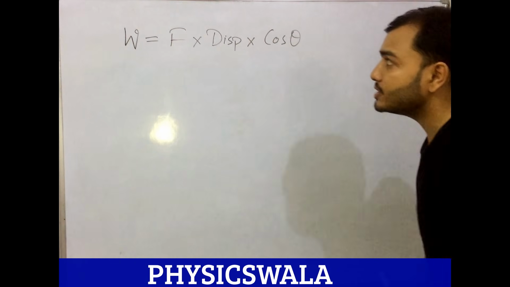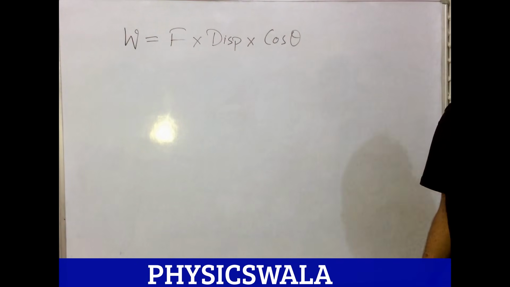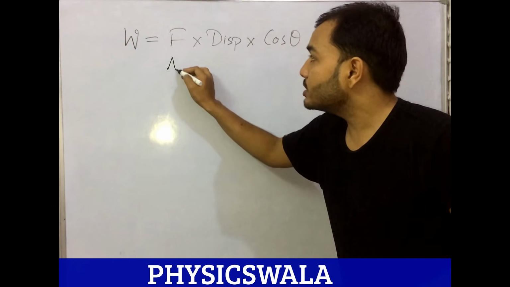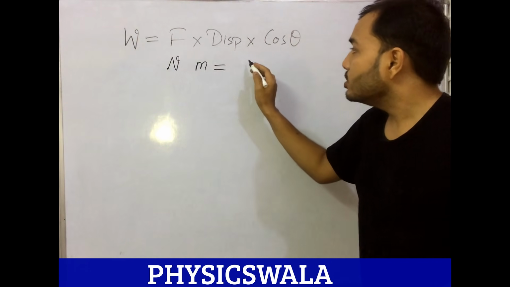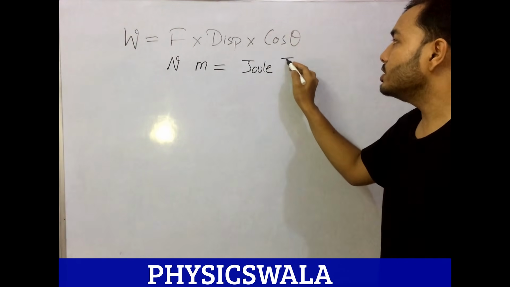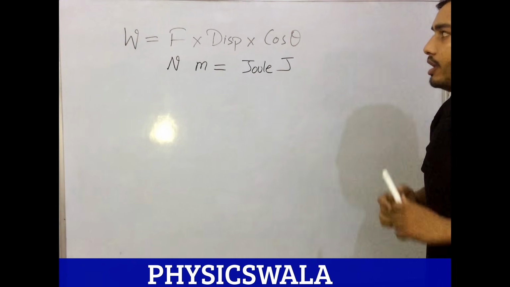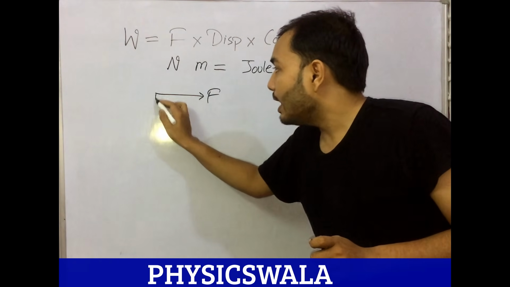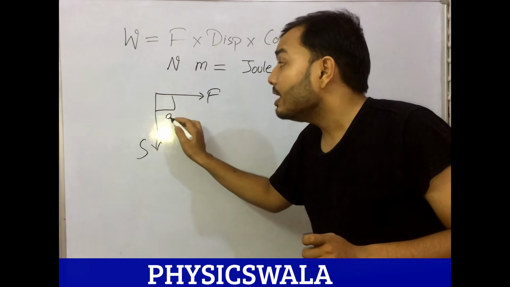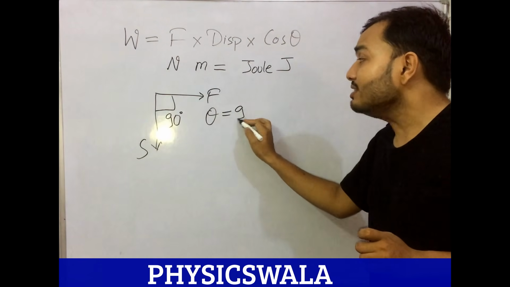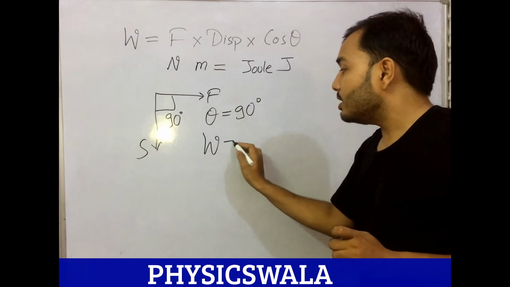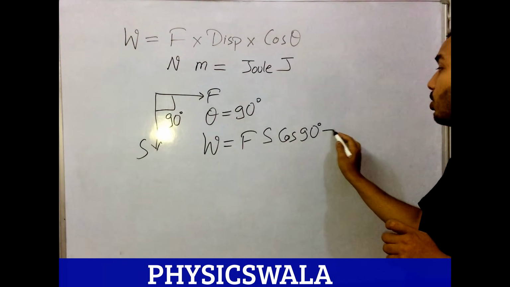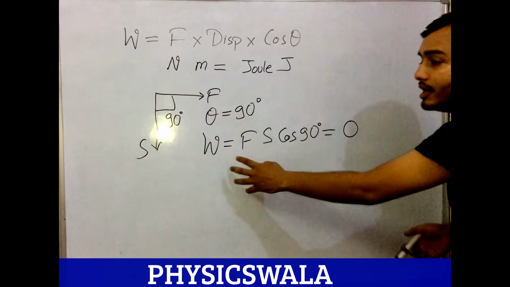where theta is the angle between force and displacement. And what is the unit of work? The unit of force is Newton, displacement is meter. So it becomes Joule, denoted by capital J. And we have studied a very important point: when force and displacement are at 90 degrees, when theta is 90 degrees, then work done is force into displacement into cos 90, and cos 90 is 0. So work done is 0.